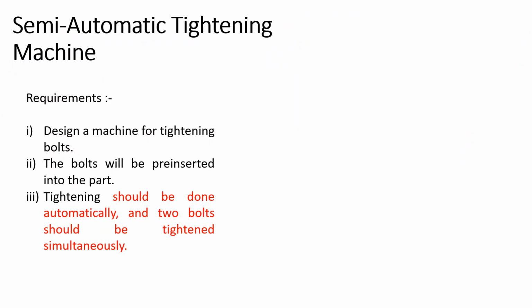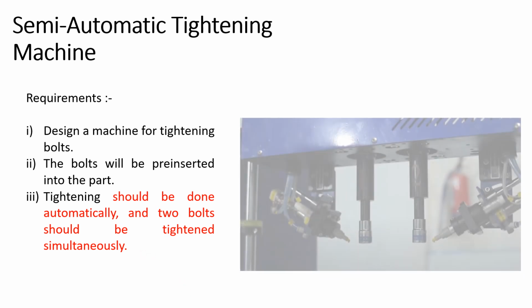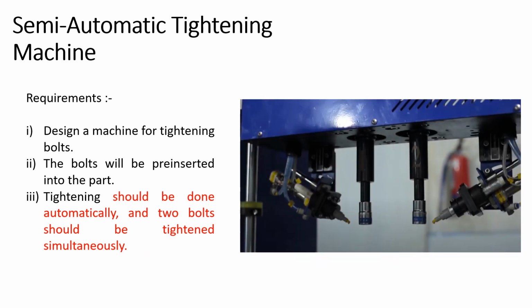Then comes the semi-automatic machine. Now here you can see what are the requirements. Design a machine for tightening bolts. Now the bolts will be pre-inserted into the machine. Now the tightening should be done automatically, and two bolts should be tightened simultaneously. Now this is something which is required into the system. So let's see how our system can be.